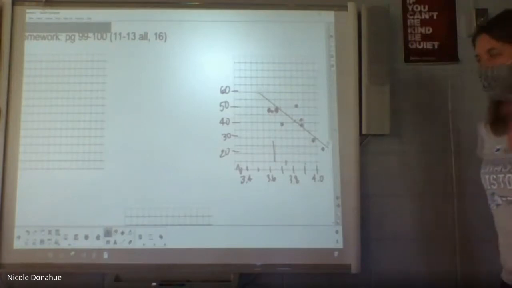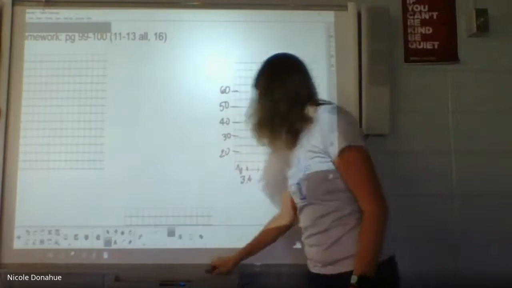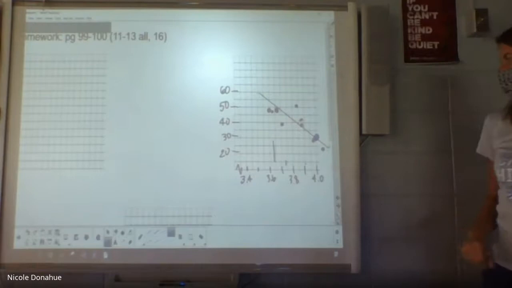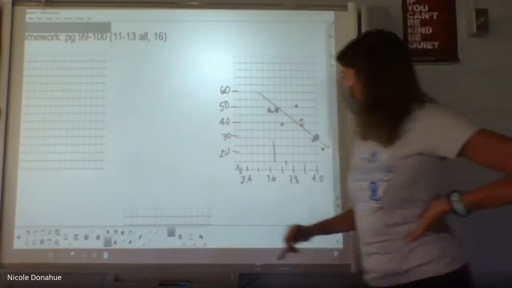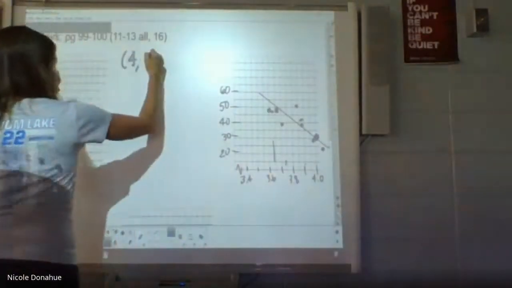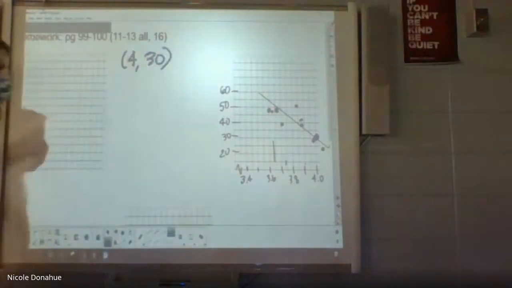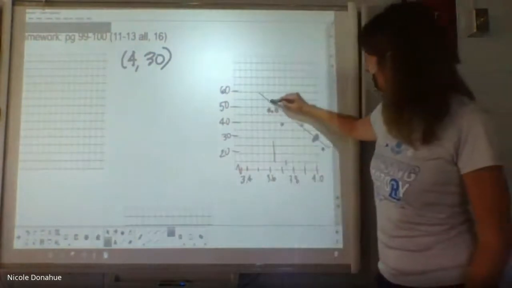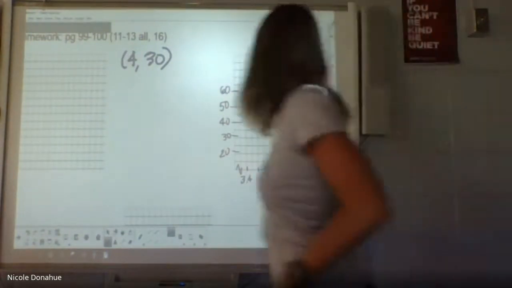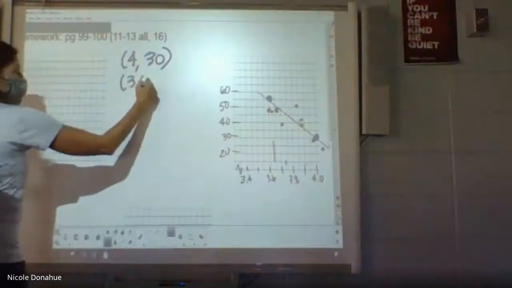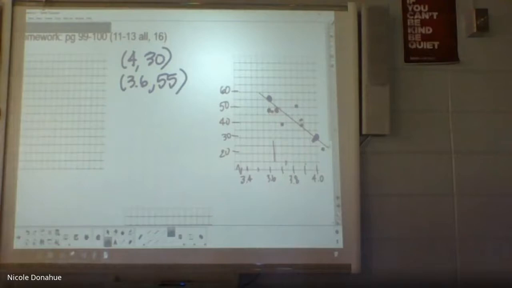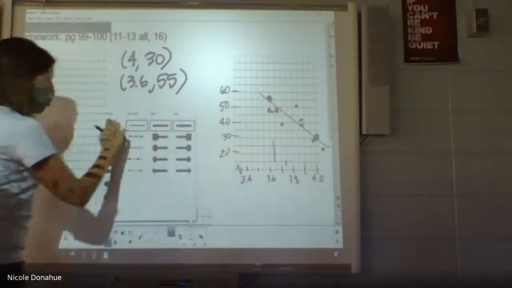Then we have to pick a couple points that are close to the line. I kind of like this point here, so that's 4, 30 bushels. And then maybe 3.6 and 55. Now, I chose those two. You might have chosen ones that were exact dots on there. This is fine as well. Kind of up to you guys. Somewhere close to the line.